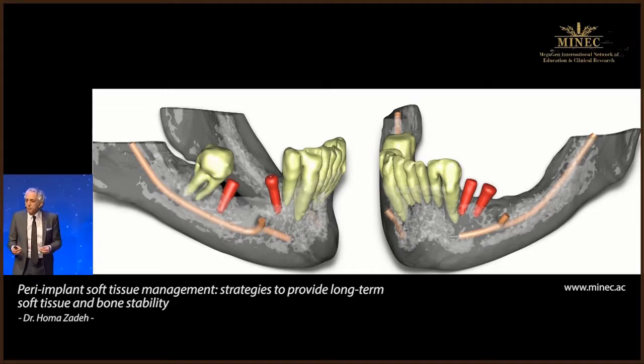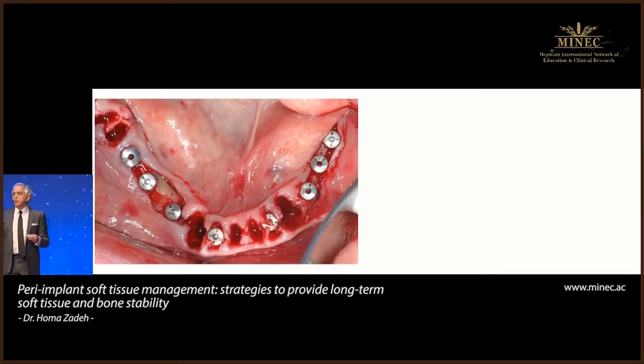So we had to extract these implants, or explant them, and the remaining teeth were also extracted because of the severity of the periodontitis. So we decided to place a full arch of implants. But at the time, I was so focused on bone.